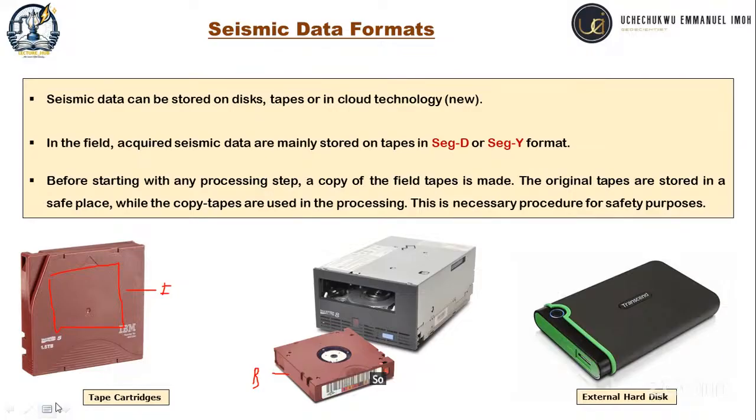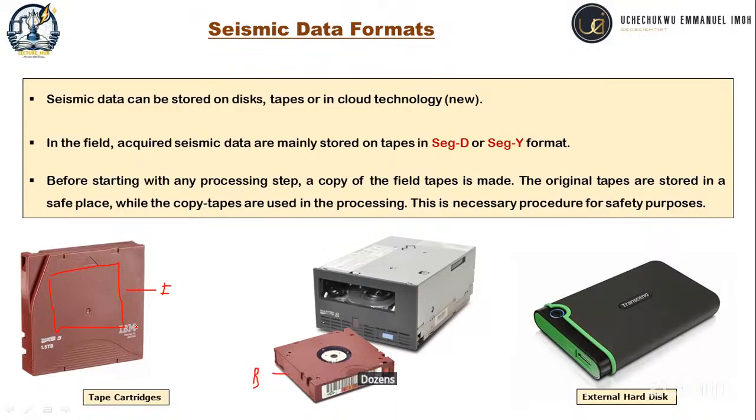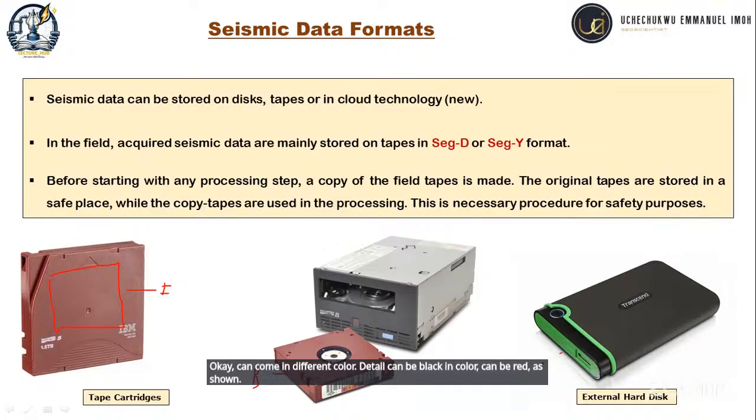So sorry about that. Your data comes in this tape, called the tape cartridge. It's not just one tape; it will come in dozens of these tapes, so many of them, but this is typically what the tape looks like. It can come in different colors: the tape can be black, or red as shown. It can also be sent to you in hard disk. All of you know what an external hard disk is.